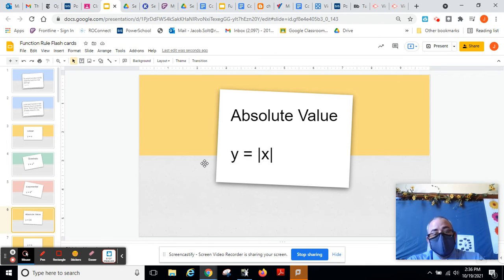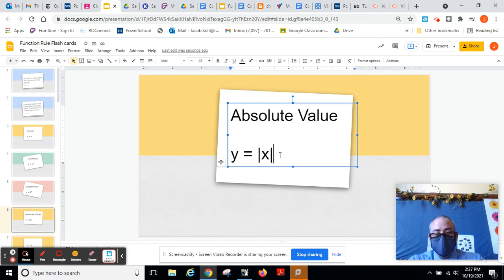Absolute value. Absolute value is probably the easiest one to figure out, because whenever x is in these little bars, these little bars mean the absolute value of x. Sometimes it can be minus 7, or maybe sometimes we're going to put a 4 out here. But this x being inside these absolute value bars tells me it's an absolute value function.